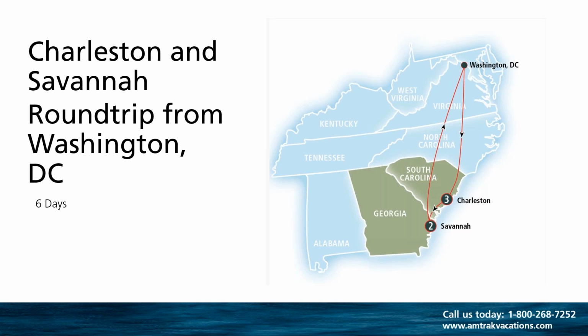Another really fantastic trip that we have here on the East Coast is Charleston and Savannah, a round trip from Washington, D.C. So, Charleston and Savannah are two absolutely gorgeous southern cities here in South Carolina and Georgia. We have you spend 3 nights in Charleston and 2 nights in Savannah. But again, you can certainly customize this if you wanted to add more nights in either city.